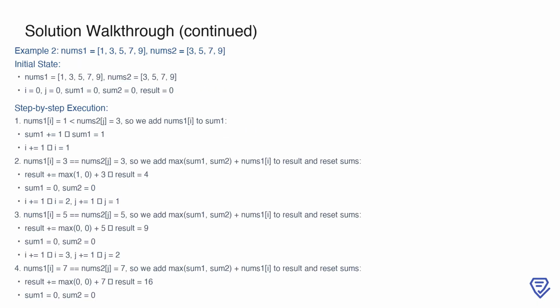In the next example, we are given nums1 is 1, 3, 5, 7, 9, and nums2 is 3, 5, 7, 9. Once again, we initialize i, j, sum1, sum2, and result all to 0.